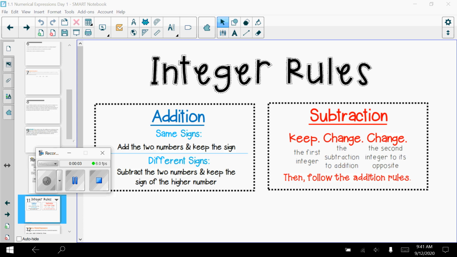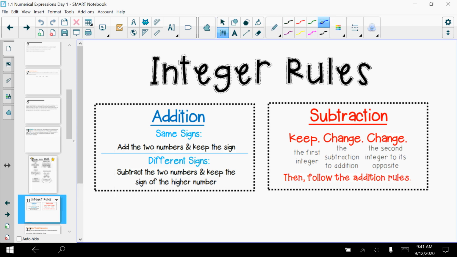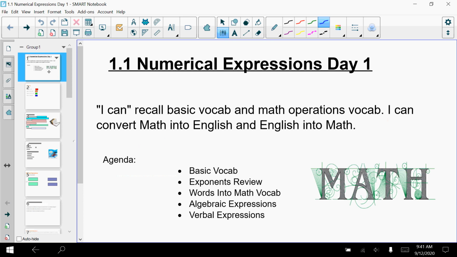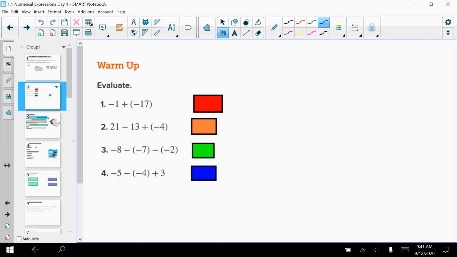Today, we're going to be looking at integer rules, and we're also going to do a really quick rundown of what we did in class the previous session. We started off our lesson by looking at the objective of being able to establish basic vocab, math operations vocab. We also talked about a little bit of a preview of converting math into English and English into math. When we were talking about problems with integers, though, like our warm-up, many students mentioned that they were feeling a little bit rusty and wanted some review over this, so that's what we're going to focus on today.